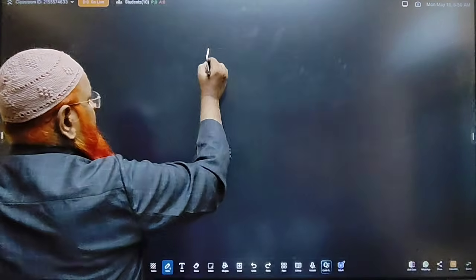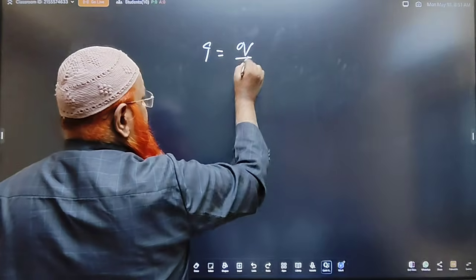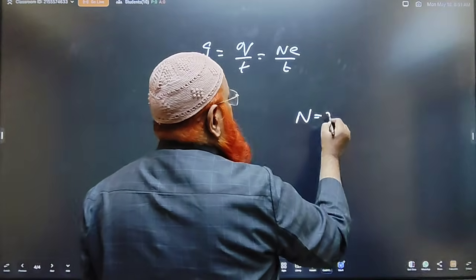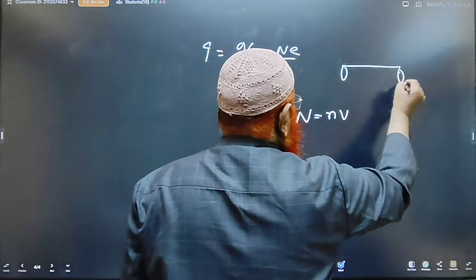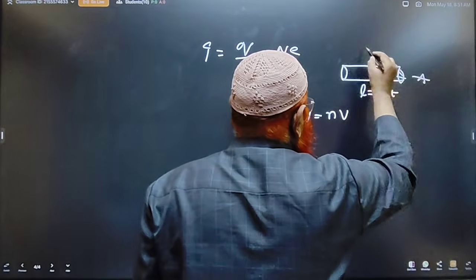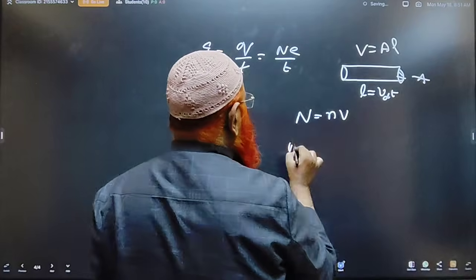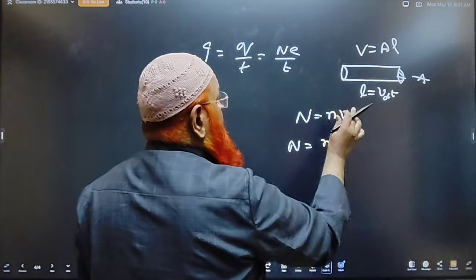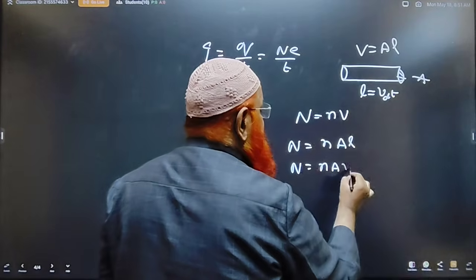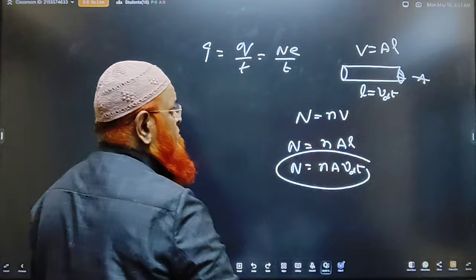Small n into V. I is equal to Q by t. Q is nothing but Ne by t, where N means the number of electrons in volume V. This is a conductor of length L, which is drift velocity into time. Area of cross section is A. Volume is nothing but area into length. So capital N is nothing but small n into volume, which is A times length. Length is nothing but drift velocity into time. So that is the formula for capital N.